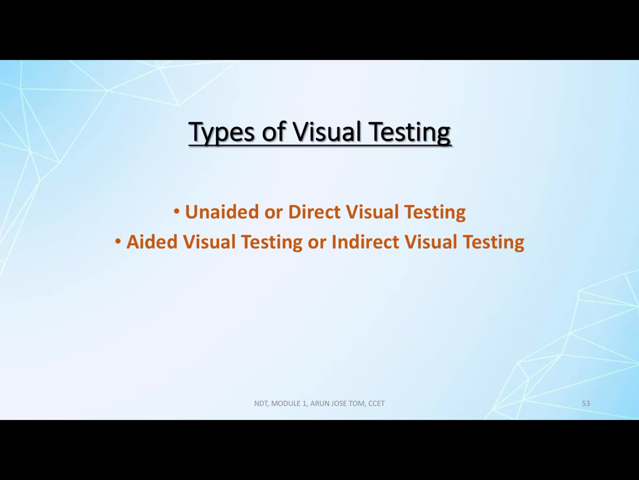Dear students, let's move on to our next topic in module 1, types of visual testing methods. We use unaided or aided visual testing methods. The visual testing is classified in these two ways. Unaided means without the help of any external agency, we just observe our specimen or material. Aided visual testing means with the help of any external agency, we observe or inspect the specimen and make a result.